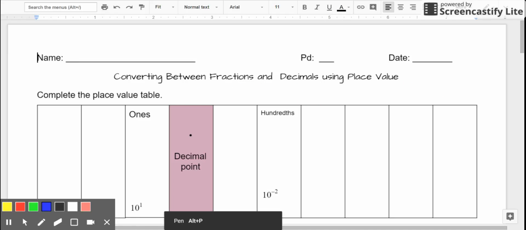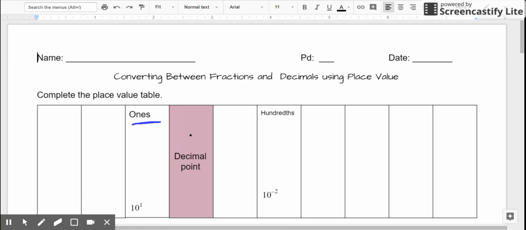Let's start by looking to the left of the decimal point. You see our ones column right here. If we keep going to the left, we'll then have the tens column. Ones, we're counting by ones. Tens, we're counting by tens, which is 10 to the first power.